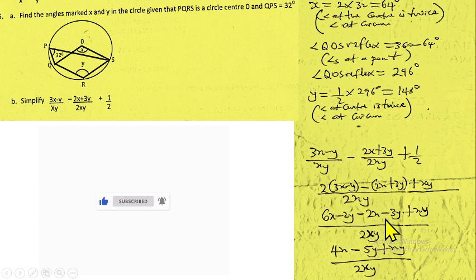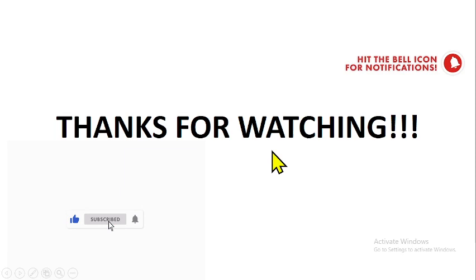Then can we take like terms? Yes. 6x minus 2x will give us 4x. Minus 2y minus 3y will give us minus 5y. Then plus xy. There's nothing we can do to this again. And that makes this the final answer for question number 5B.